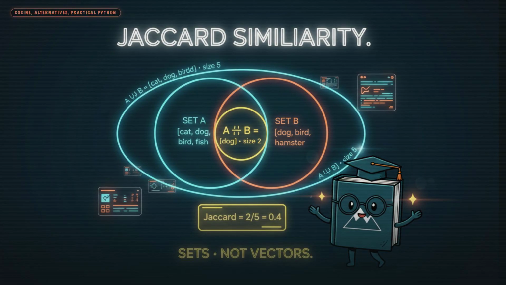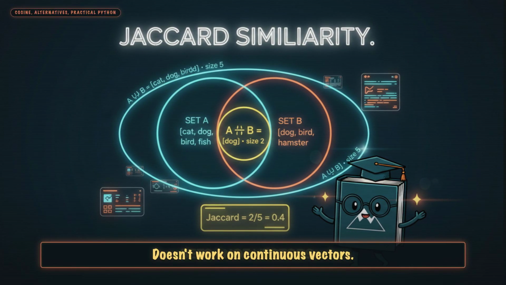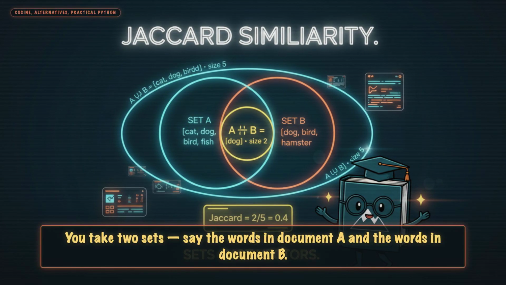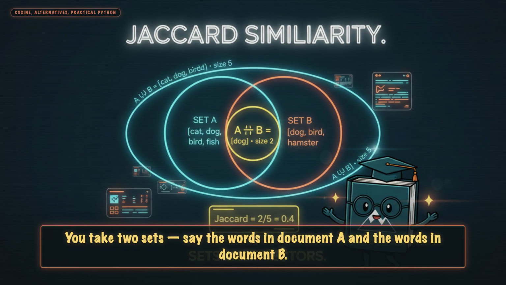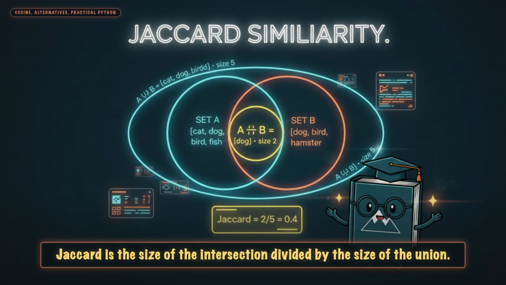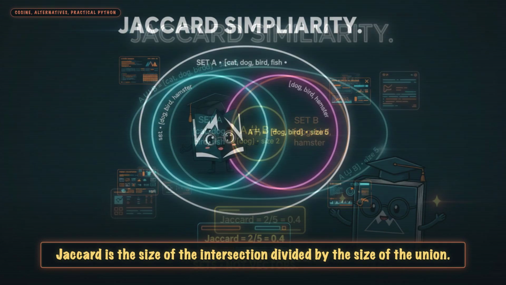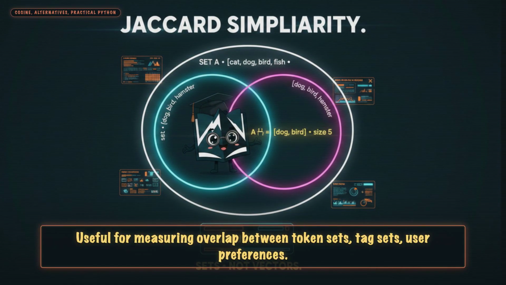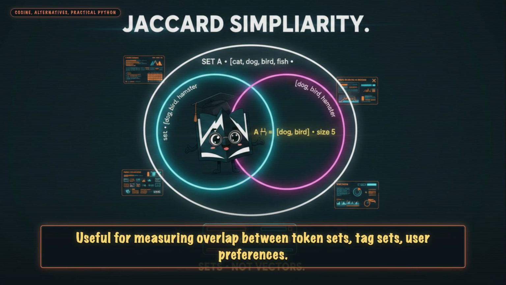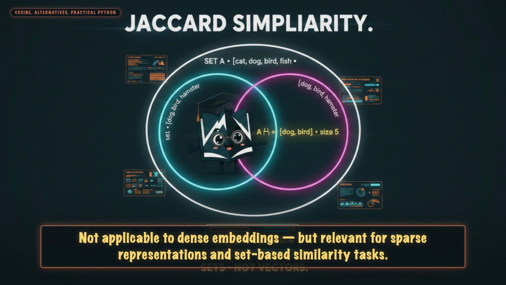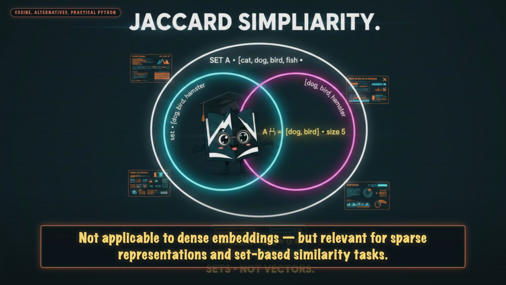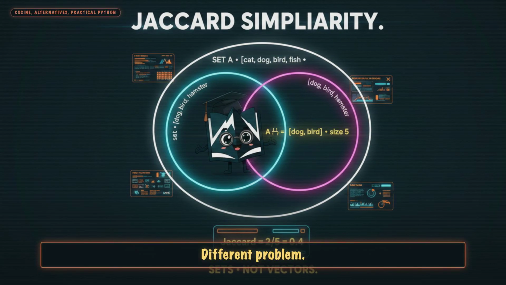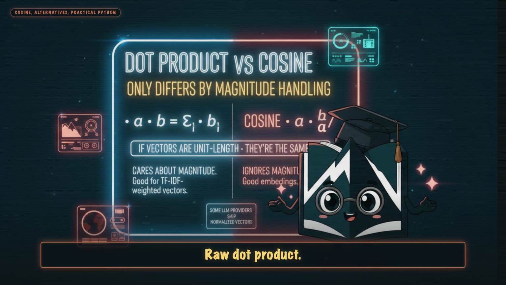Jaccard similarity, different beast. Doesn't work on continuous vectors. Works on sets. You take 2 sets, say the words in document A and the words in document B. Jaccard is the size of the intersection divided by the size of the union. Useful for measuring overlap between token sets, tag sets, user preferences. Not applicable to dense embeddings, but relevant for sparse representations and set-based similarity tasks. Different tool, different problem.